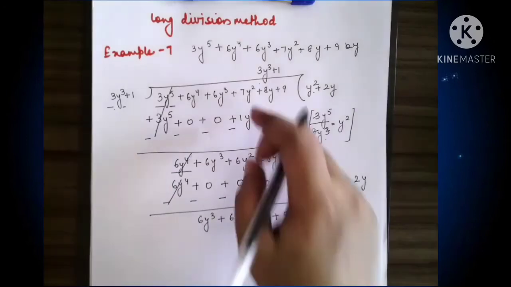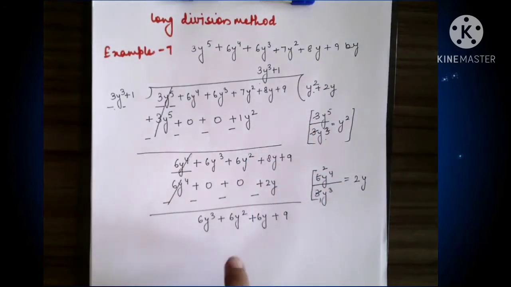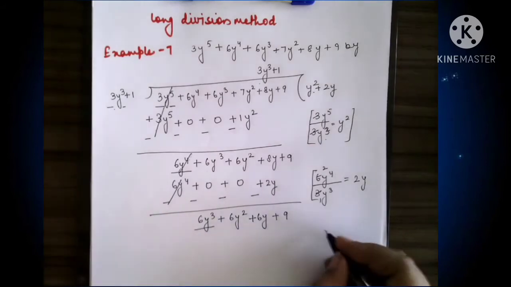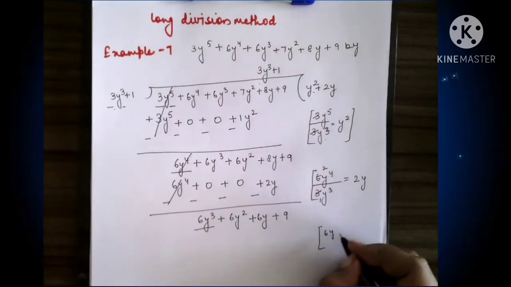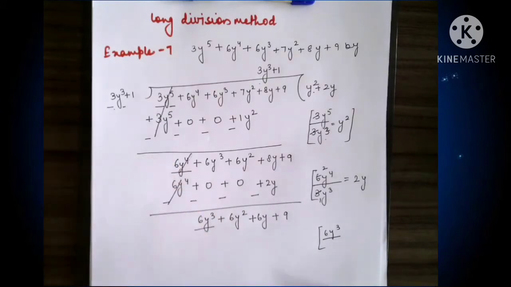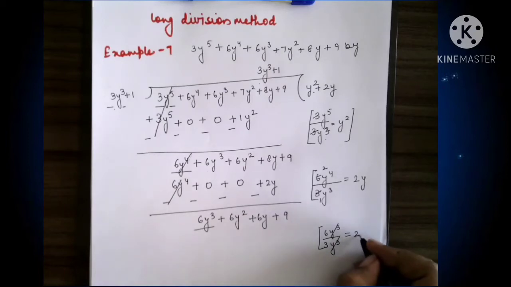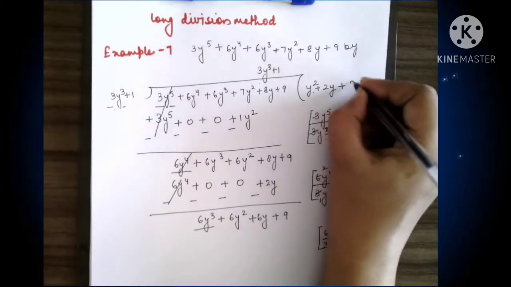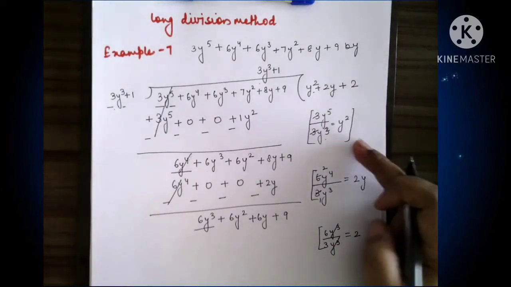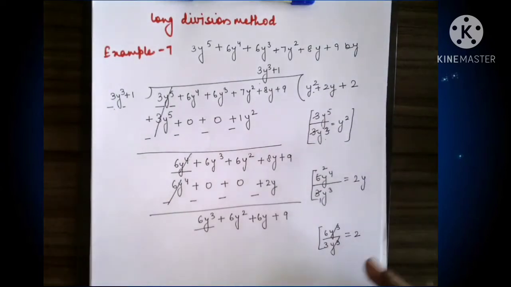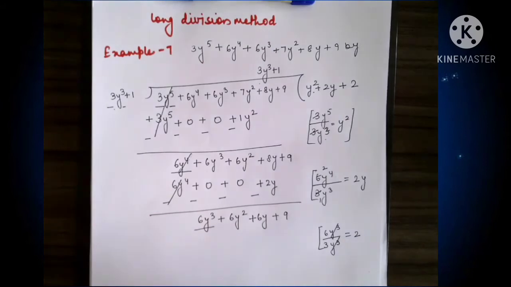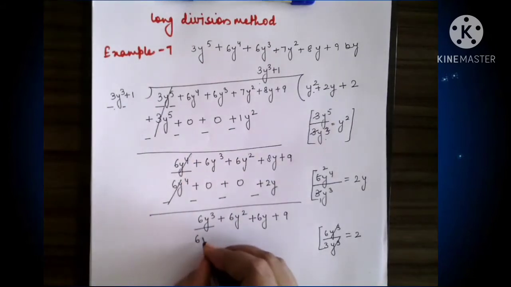Whatever we have done in these two steps, the same we have to proceed here. Very first, underline the first term. You get 6y cube divided by the first term of your divisor, 3y cube. Cancel, you get 2. So plus 2 is the third term of the quotient: first term of the quotient, second term, and third term of the quotient. Okay. So 3y cube multiplied by 2, that is the same, no need to multiply.